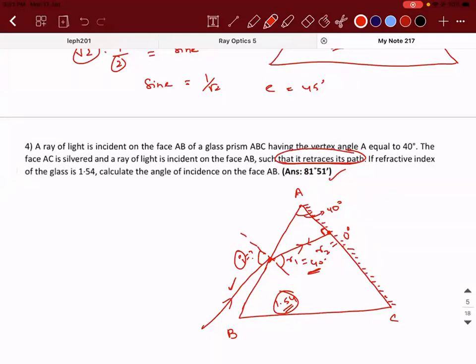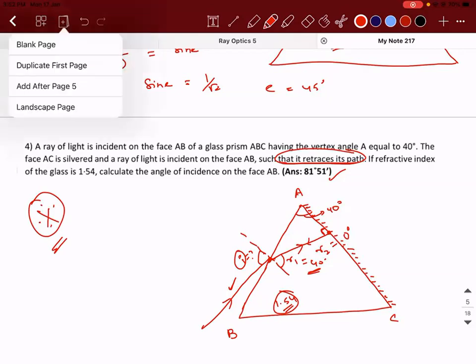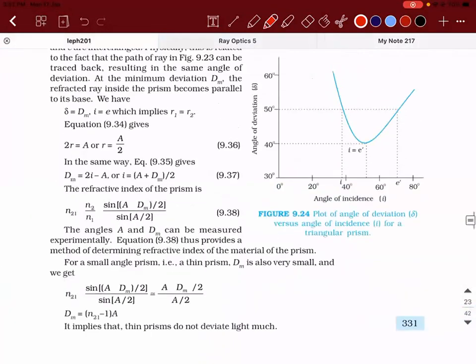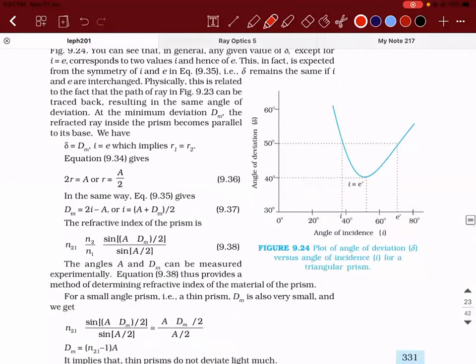Right? Is the concept clear? This is also a good problem. Yes. We shall move on to the next part that is left out in this chapter, that is dispersion of light. Oh, I forgot to mention this as well.